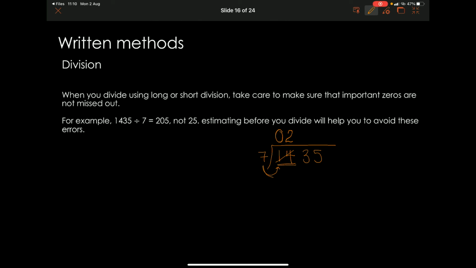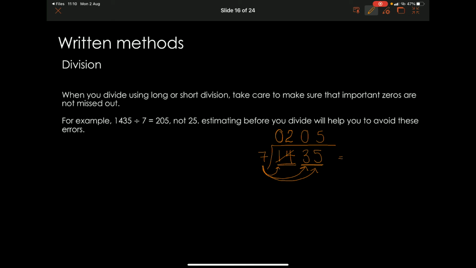So then I'm going to say, can I fit 7s into 3? No, I can't. Okay. So instead what I'm going to do is say, how many 7s go into 35? And 5 times 7 is 35, so I can put 5 there.